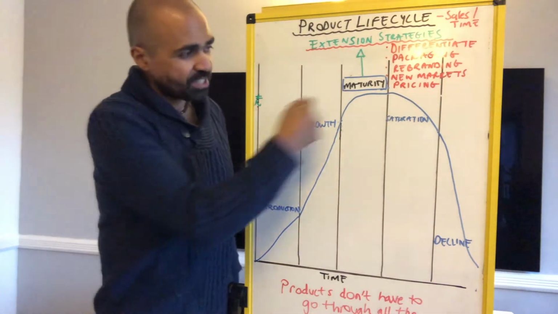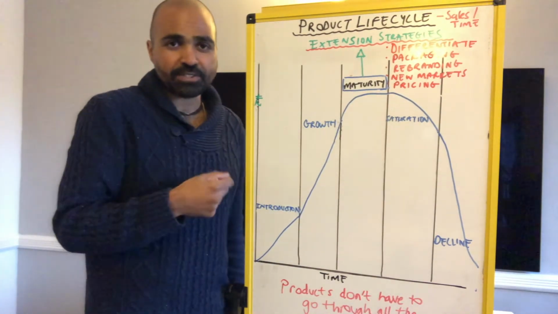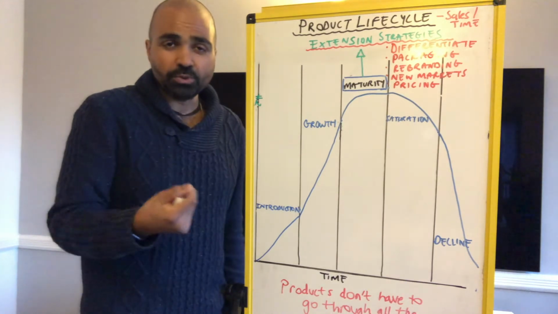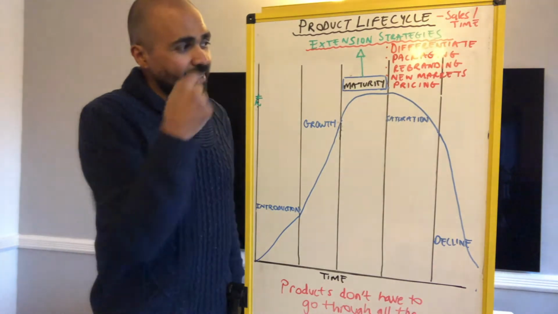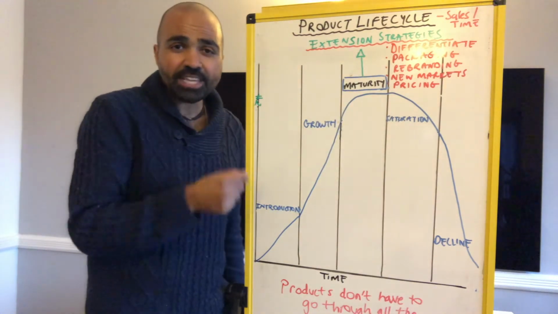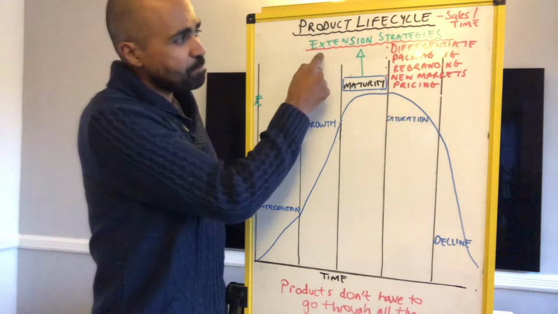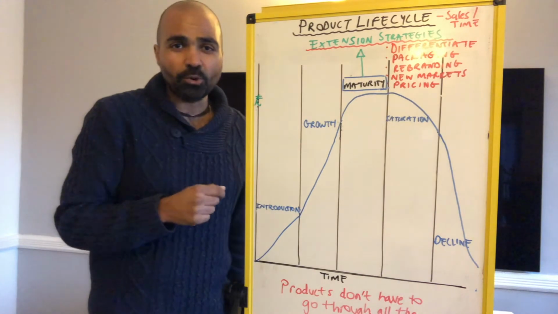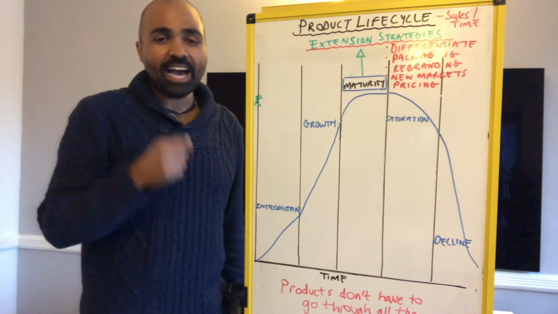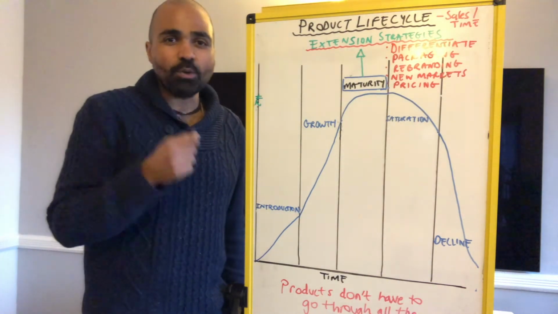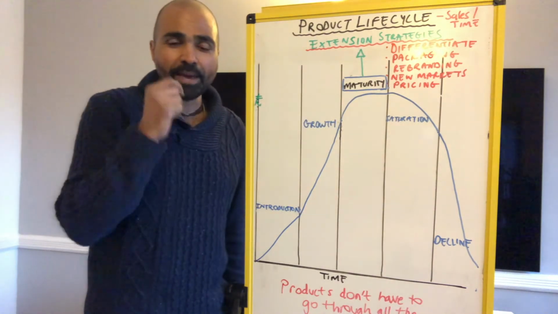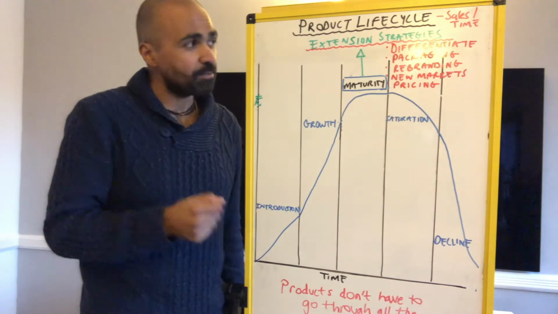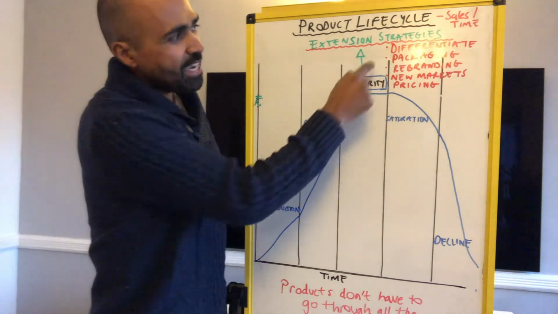Some products will stay at maturity. There are lots of products currently that we all use, such as Coke, Mars and Snickers, that are still at the maturity stage. And the reason they're still at the maturity stage is because they use something called the extension strategy. An extension strategy is a way for a business to keep a product at maturity where they're making the maximum amount of sales. So the kind of things they might do is differentiate.